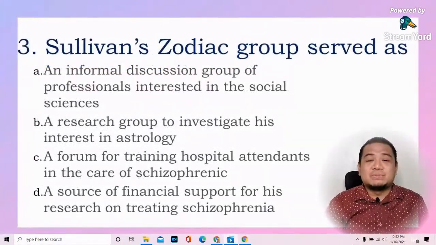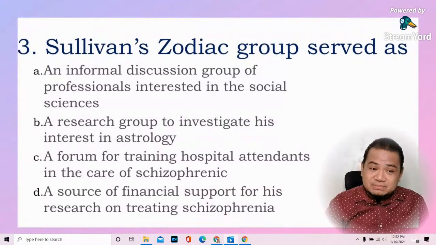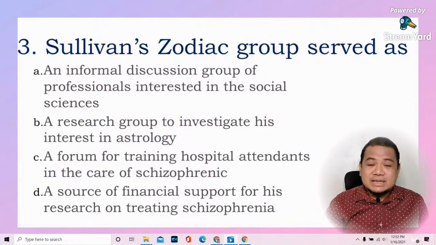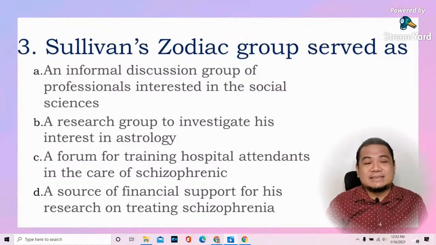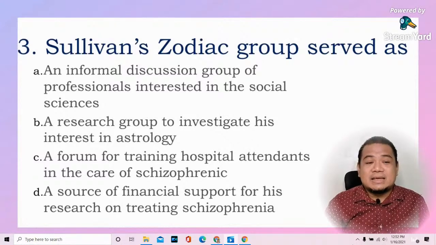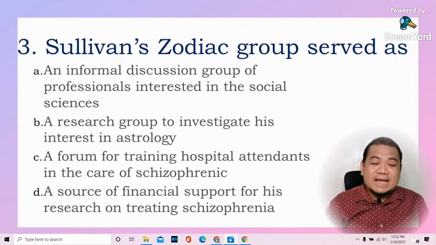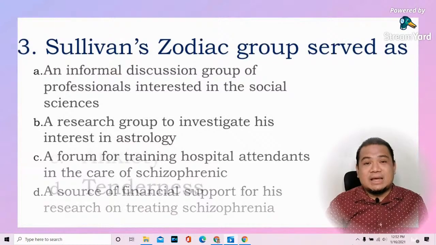Sullivan's Zodiac group served as A. An informal discussion group of professionals interested in the social sciences. B. A research group to investigate his interest in astrology. C. A forum for training hospital attendants in the care of schizophrenics. Or D. A source of financial support for his research on treating schizophrenia.